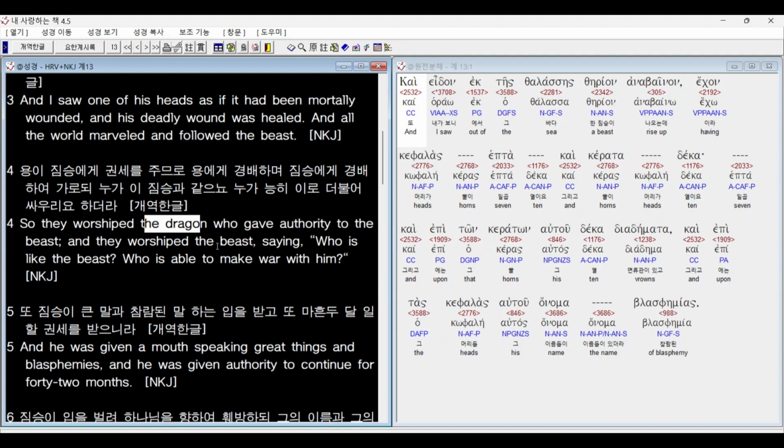When Euphrates dries up: dragon, beast, false prophet. So the beast worships the dragon. And the dragon gives what? Authority to the beast. The senior pastor gives the authority to the assistant pastor. That's what it means. The assistant pastor gives the authority to their elders in the church. The elders of the church give the authority to their deacons, all the way to exercising the command over the subordinates, the members of the church.